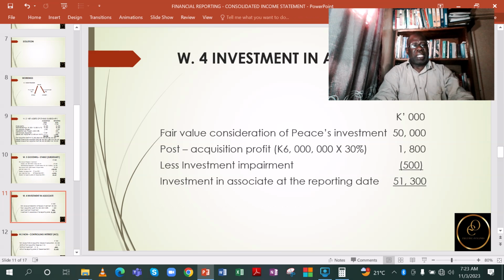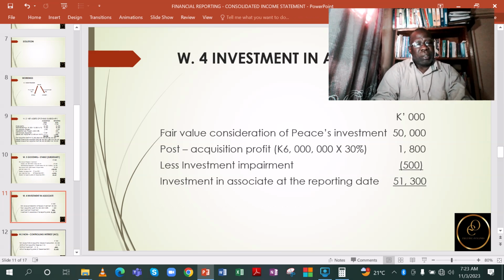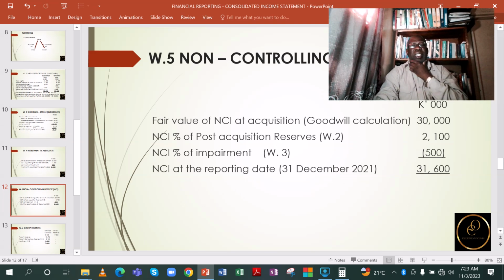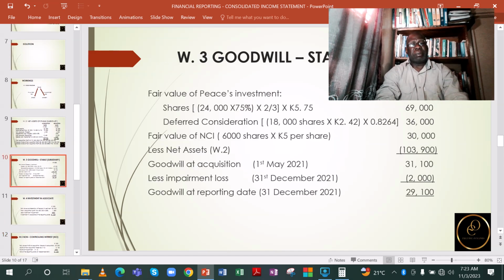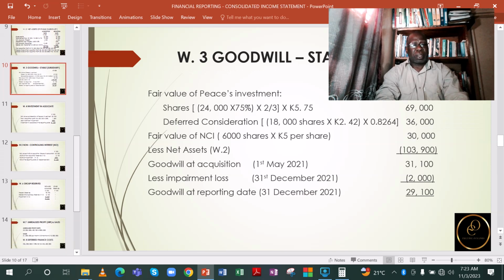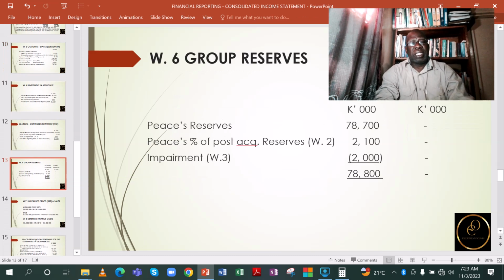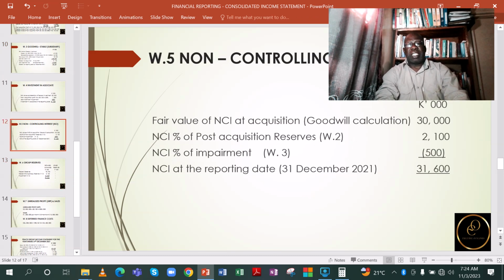Now after looking at that, we look at the next, which is non-controlling interest. We want to know what is the value of non-controlling interest. The fair value of NCI, we are advised to get from the calculation of goodwill. In working number 3, we have goodwill, fair value of NCI, which is 6 million shares times 5 kwacha per share, giving us 30 million. That's the fair value, and we bring it here.